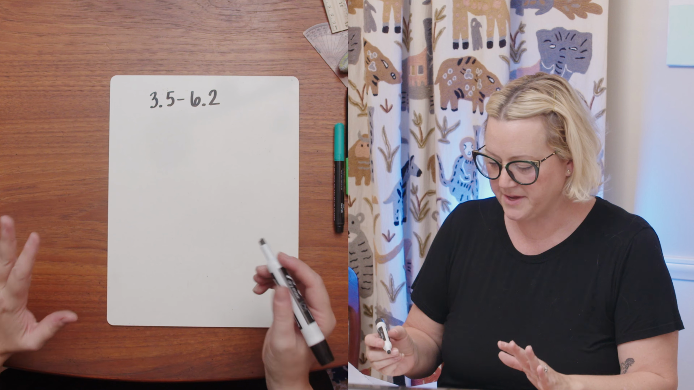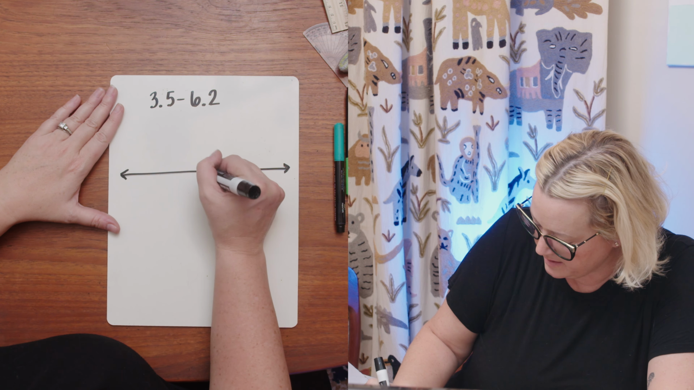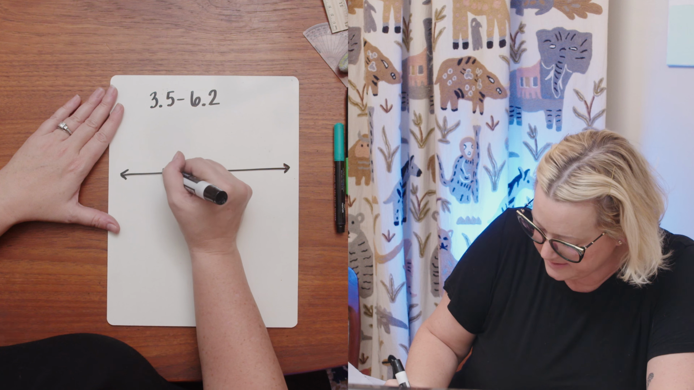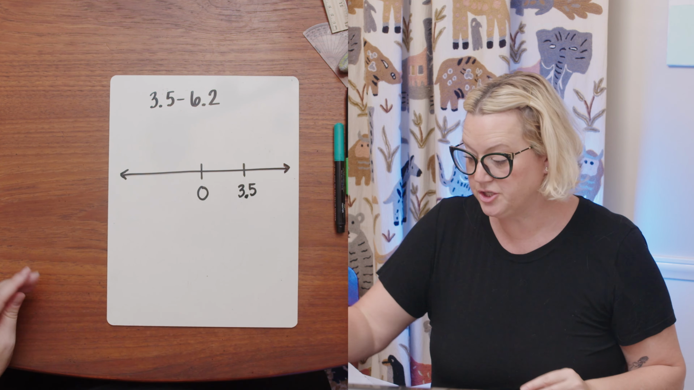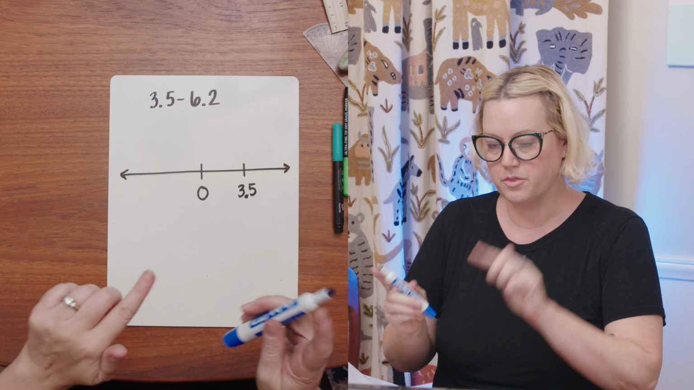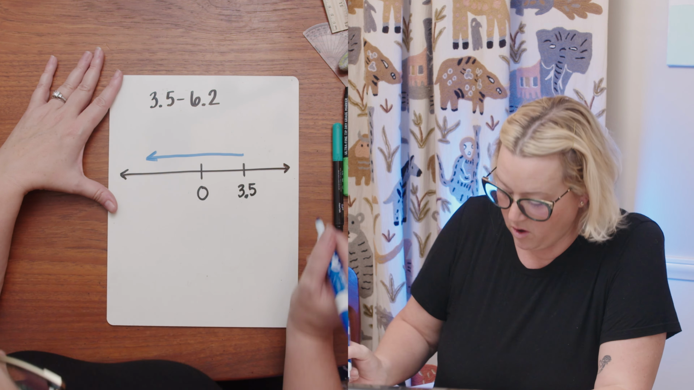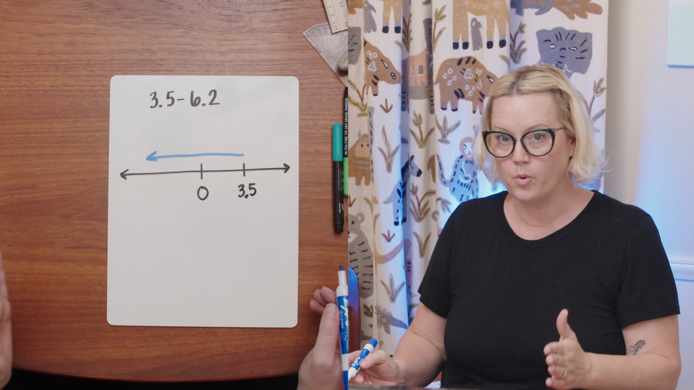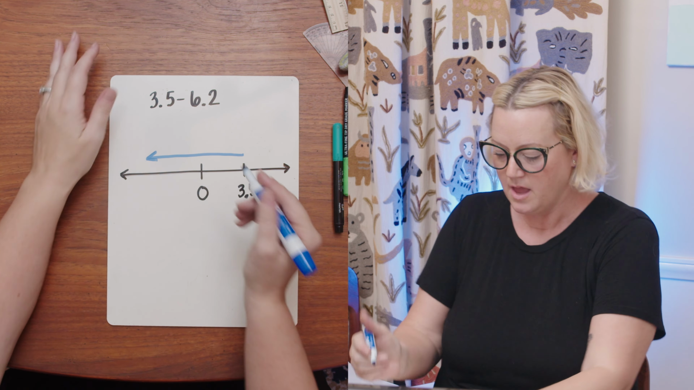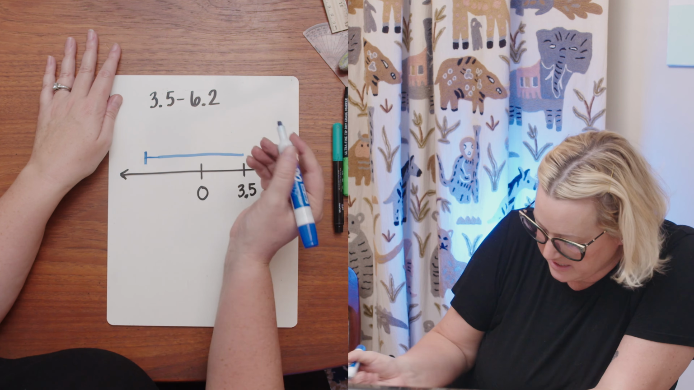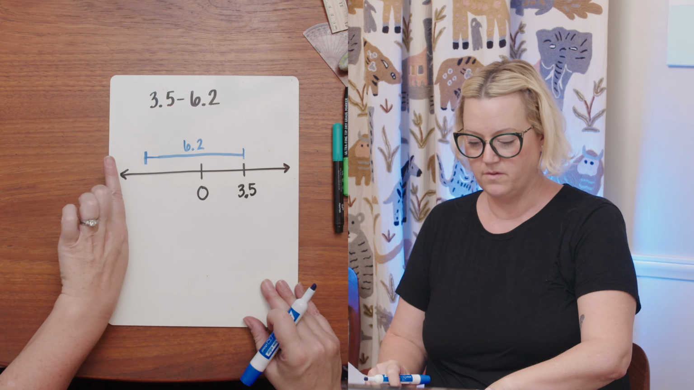So if we think about this on a number line, you guys know I love my number line, right? So if I've got 0 here, and let's say 3.5 is here, what I need to do is start at 3.5, and then move all the way down 6.2 on the number line. The distance, the absolute value. I'm just eyeballing this, but this distance is 6.2. It's gonna go that way.